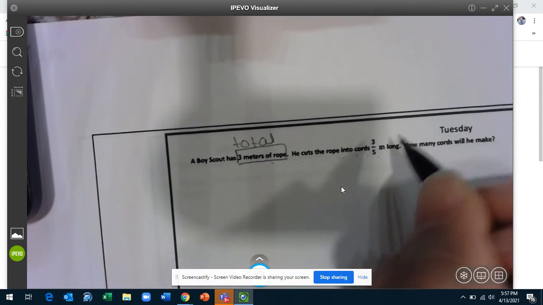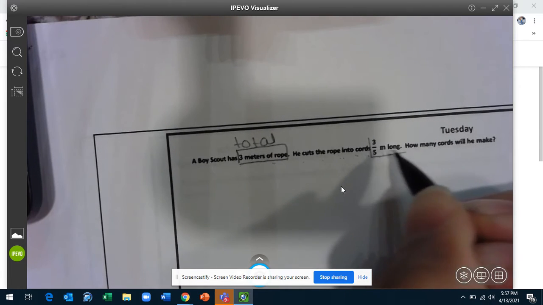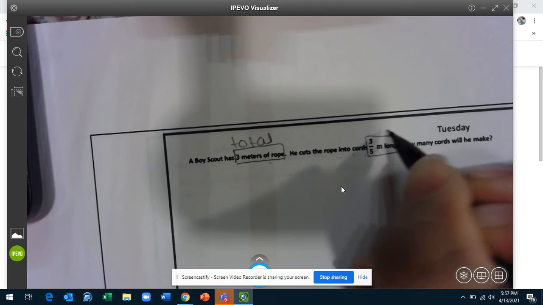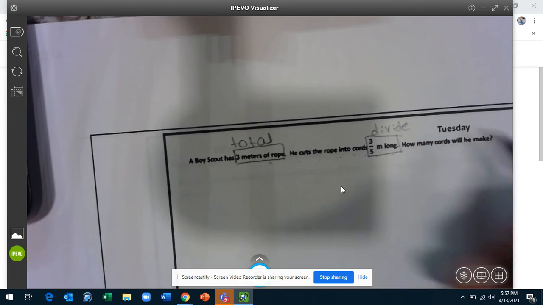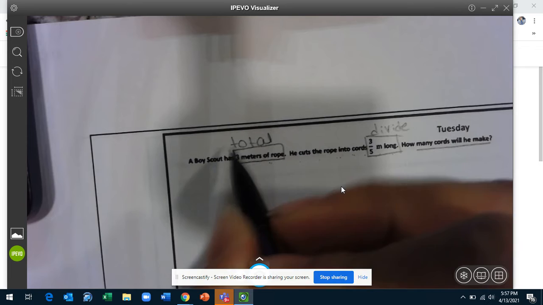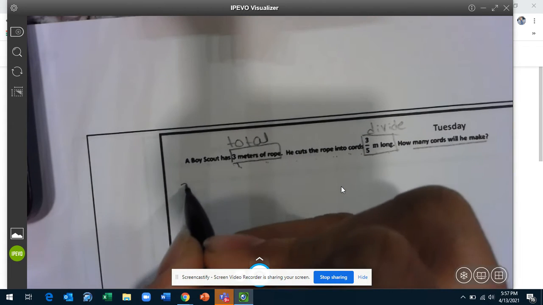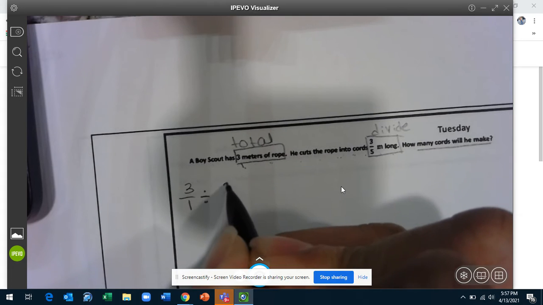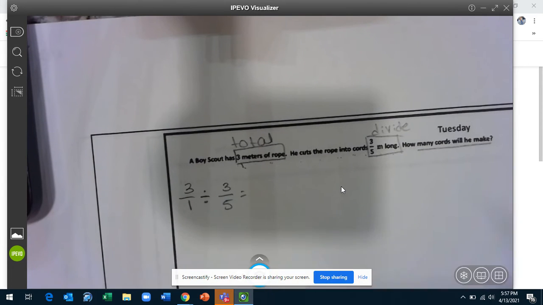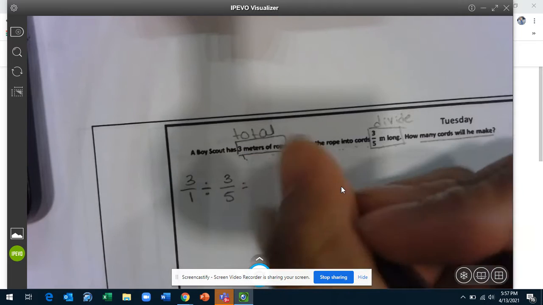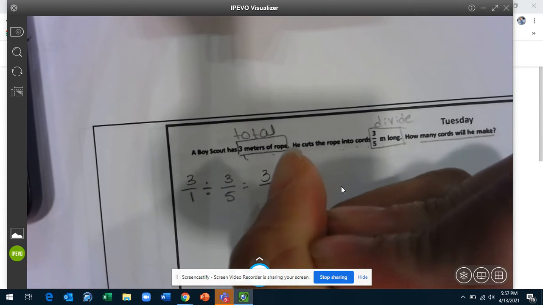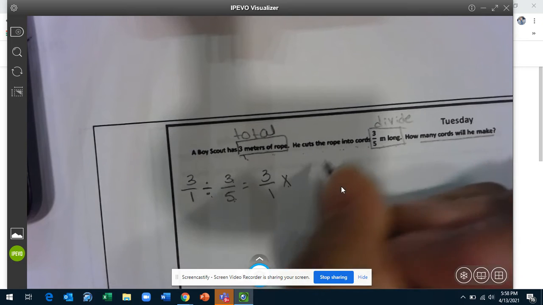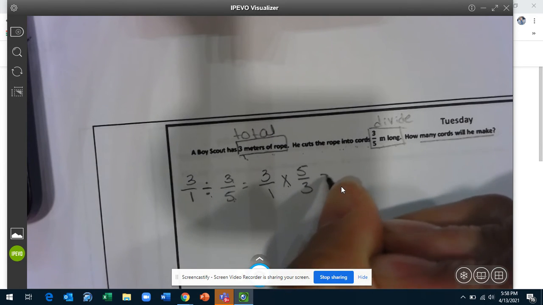Then you want to do 3/5. He cuts the rope into 3/5 long. This is what we're dividing by. The reason is that we want to find out how many cords he would make out of this 3. So then you'll do 3/1 divided by 3/5. Our rule is keep, change, flip. So you keep 3/1, change the sign from division to multiplication, and flip your fraction from 3/5 to 5/3.